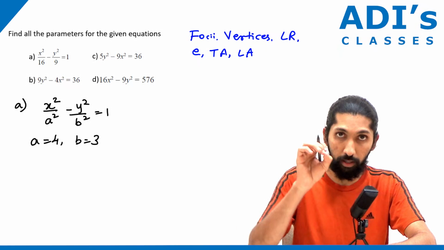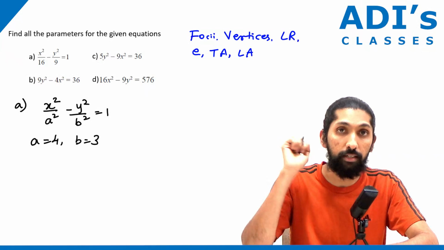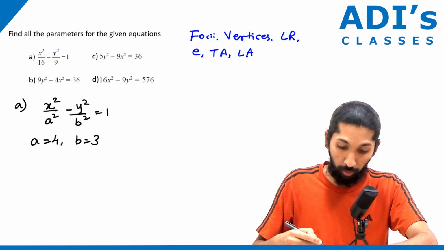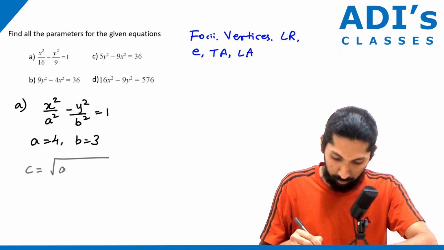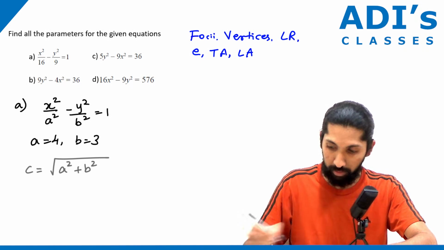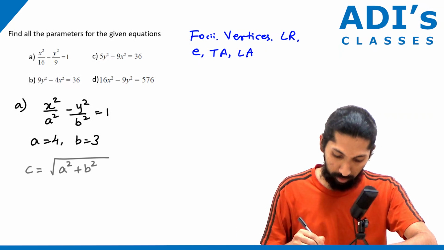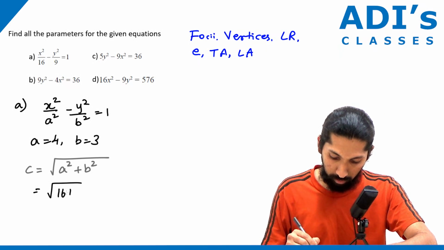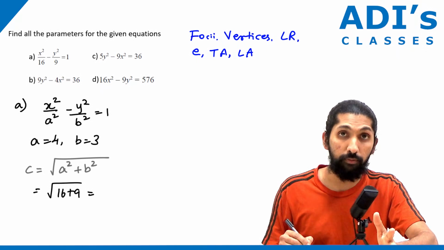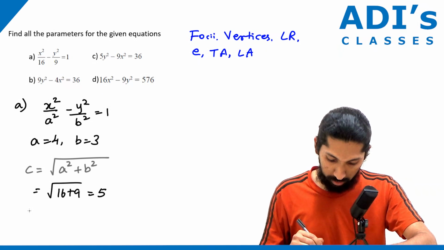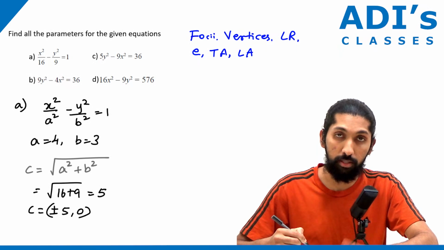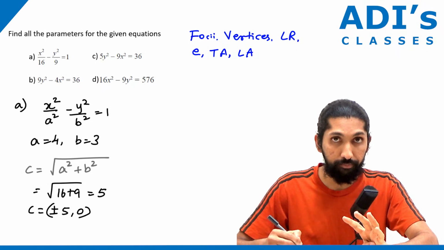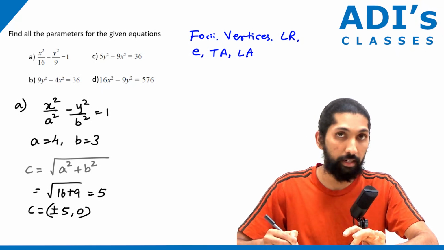Foci. So to figure out the foci, we need the value of c. And how do we get c? The formula is given by c is equal to root of a square plus b square, isn't it? So if you substitute that, you will get root of 16 plus 9, root 25 is 5. So c is equal to 5, and foci is plus or minus 5, comma 0. Done. So foci is done. The TA and LA are done.